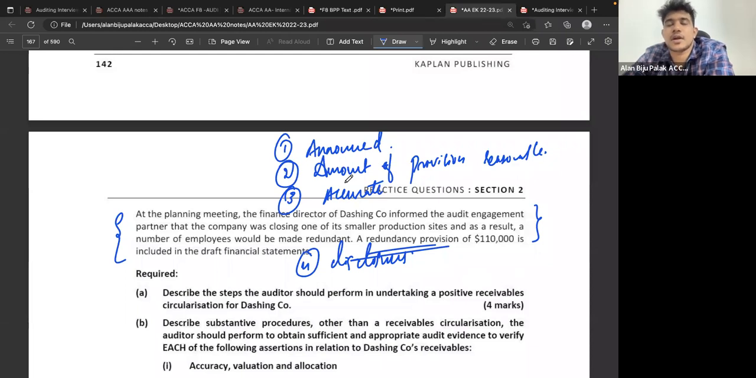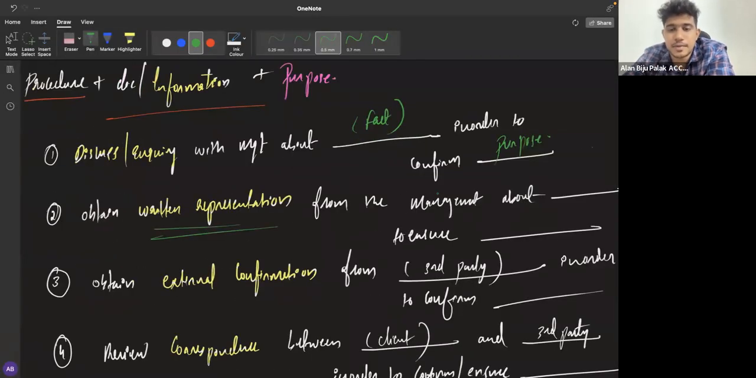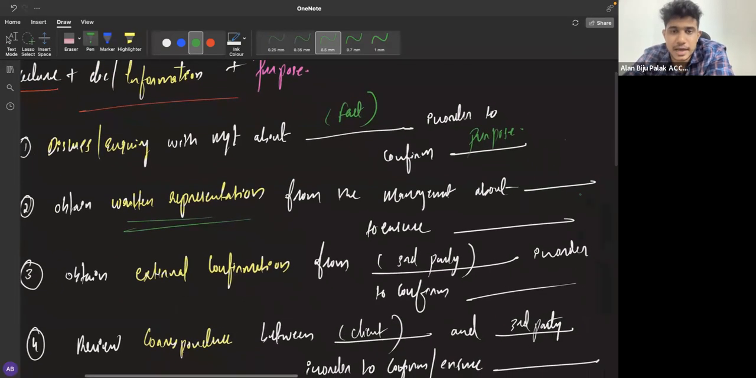Redundancy provision, reasonable. For which you need to know the assumptions, right? And rationale. So what you can do? Obtain written representation from the management about the rationale on the basis of which redundancy provision is determined, to ensure whether it is reasonable. Clear? From management, we can get written representation, on what basis the redundancy provision has been created, to know whether it is reasonable.